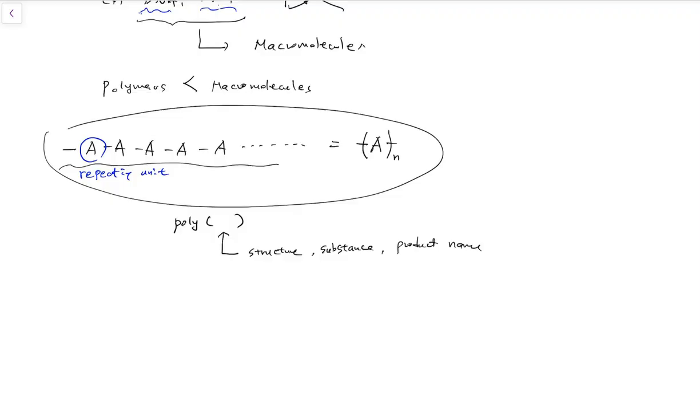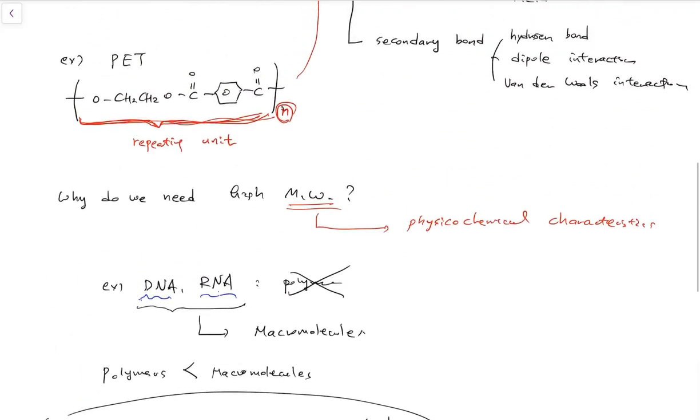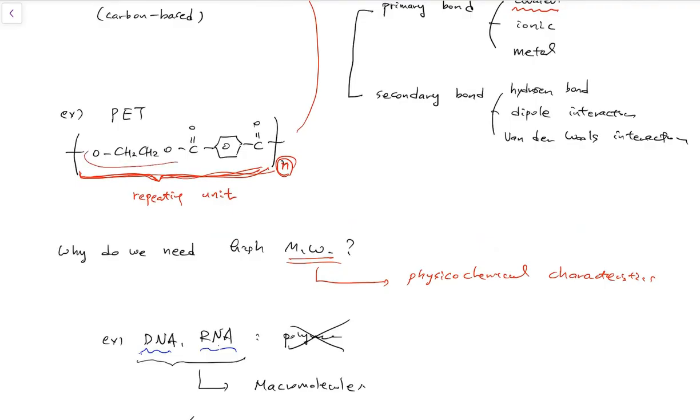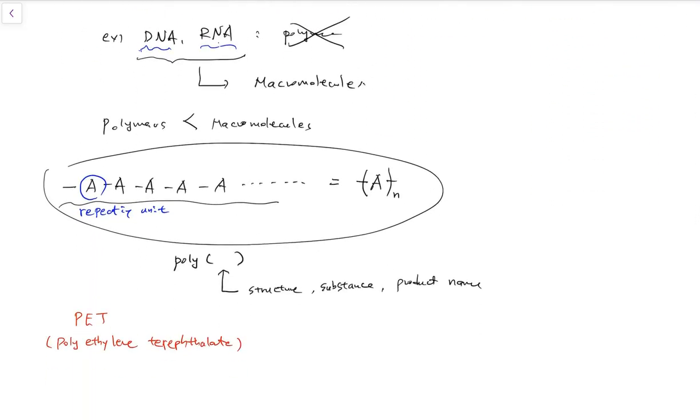Okay, for example, PET, polyethylene terephthalate. Remember, PET is the abbreviation of polyethylene terephthalate. And if you recall from the previous structure, here is the ethylene glycol structure, and this is terephthalate. So basically, the PET name itself has the chemical structure.